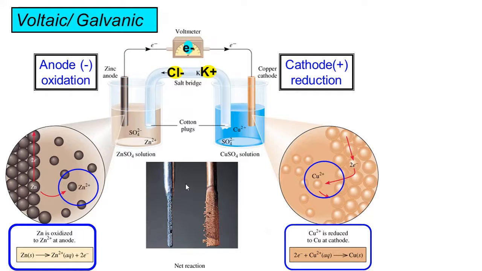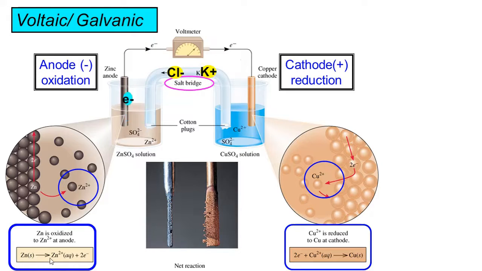As you can see, the observation is that the mass of the zinc electrode decreases and the mass of the copper electrode increases. This is a salt bridge. A salt bridge contains NaCl or KCl salt solution. The function of the salt bridge is to maintain electrical neutrality and complete the circuit.